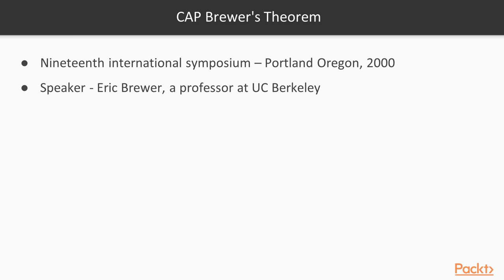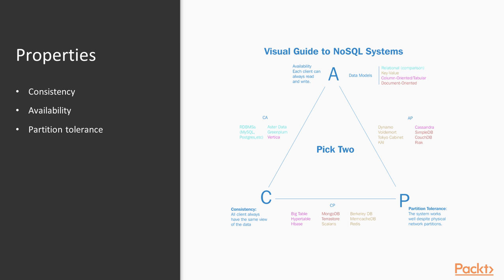Let's learn Brewer's theorem. In 2000, in Portland, Oregon, the United States held the 19th International Symposium on the Principles of Distributed Computing, where the keynote speaker, Eric Brewer, a professor at UC Berkeley, gave a speech. In his presentation, among other things, he said that there are three basic system requirements that have a special relationship when designing and implementing applications in a distributed environment, and that a distributed system can have a maximum of two of the three properties, which is the basis of his theorem. These are the three properties.